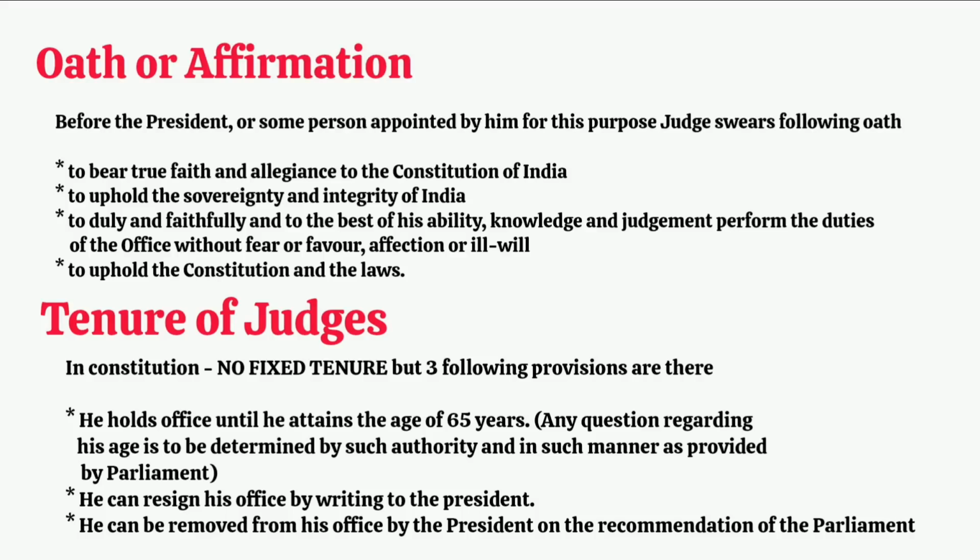Tenure of judges. In Constitution no fixed tenure, but following 3 provisions are there. He holds office until he attains the age of 65 years. Any question regarding his age is to be determined by such authority and in such manner as provided by Parliament. He can resign his office by writing to the President. He can be removed from his office by the President on the recommendation of the Parliament.